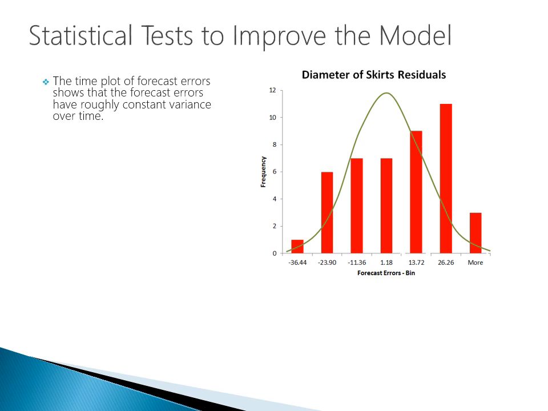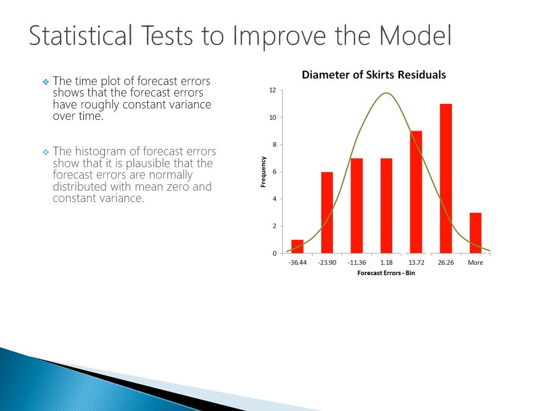The time plot of forecast errors shows that the forecast errors have roughly constant variance over time. The histogram of forecast errors shows that it is plausible that the forecast errors are normally distributed with mean of 0 and constant variance.